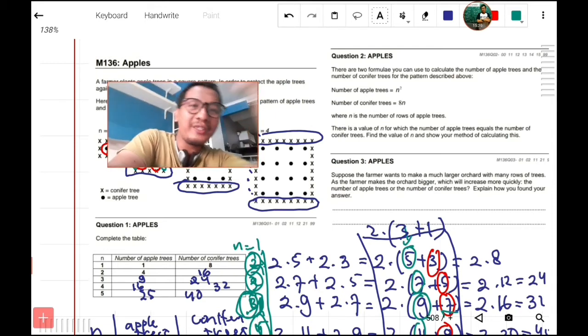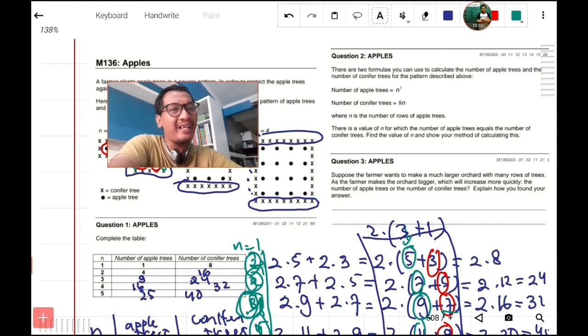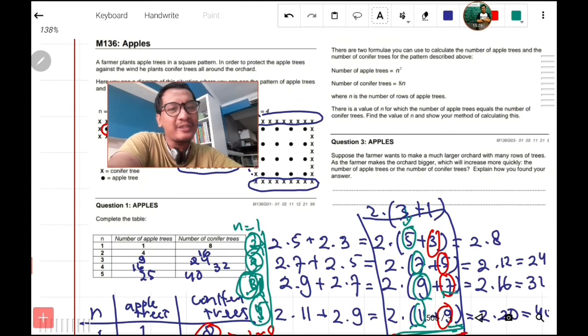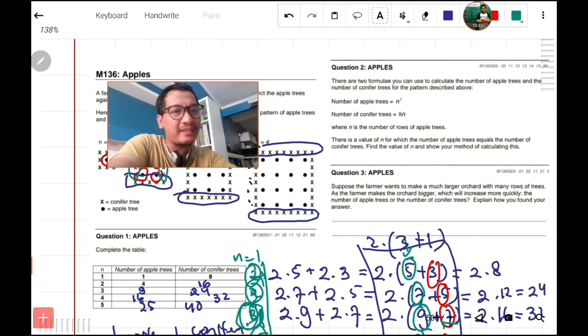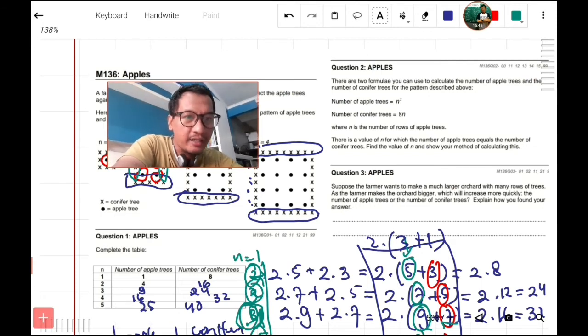Why we must look for the pattern? Because the next question is about the pattern. Where n is the number of rows of apple trees, is there a value of n for which the number of apple trees equals the number of conifer trees? Find the value of n and show your method of calculating this.